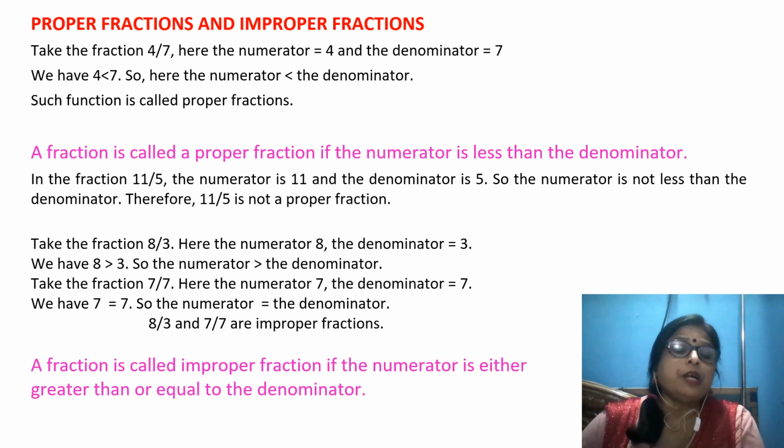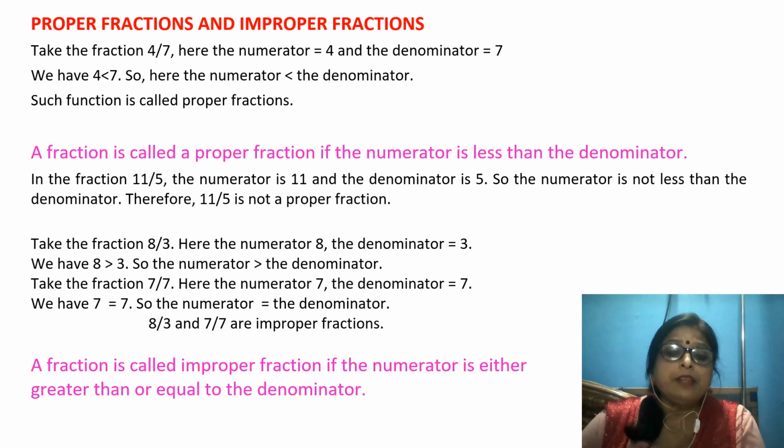Again, the next example, 7 by 7. The numerator is 7 and the denominator is 7. Here, 7 is equal to 7. It means the numerator is equal to the denominator. So you can say that 8 by 3 and 7 by 7 are improper fractions. A fraction is called an improper fraction if the numerator is either greater than or equal to the denominator.